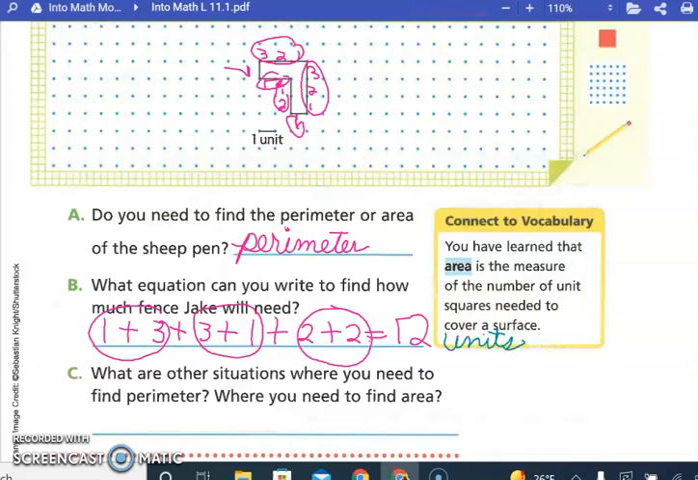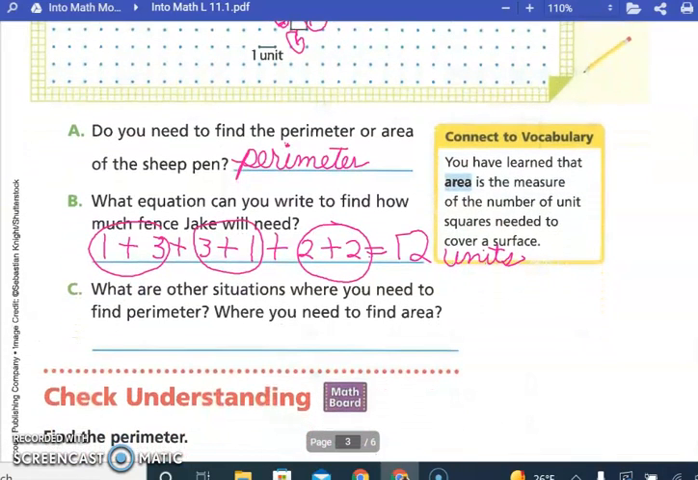While they're finishing up writing, we're going to talk about the bottom here. What are other situations where you need to find the perimeter of something? What else might happen that you need the perimeter? I see something that they have the perimeter of in a room. The carpet around the edge of the room. Okay. Wait, what are you writing? Carpet around the edge of the room.